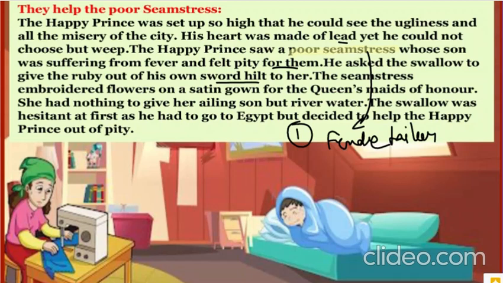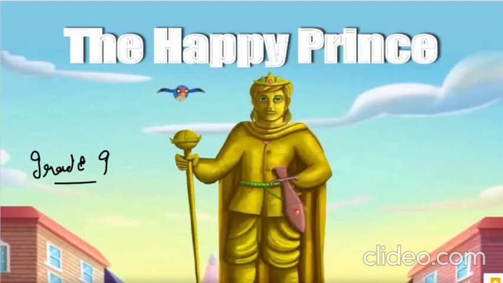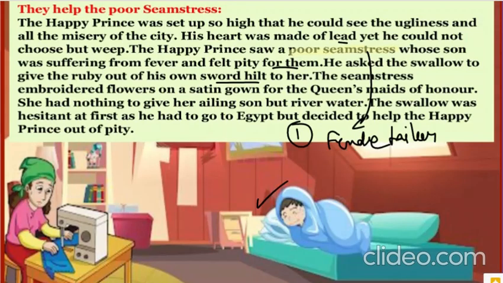So what he did first was tell the swallow that there is a poor seamstress. She is working very hard and the child is too ill. The swallow asked how he could help. So the Happy Prince said that on the sword hilt there is a ruby. Take it out and give it to the seamstress so that she can get money. Now what is a sword hilt? Look at this image, can you see this part? This is known as the sword hilt. This part is the sword hilt, where the rubies are kept.